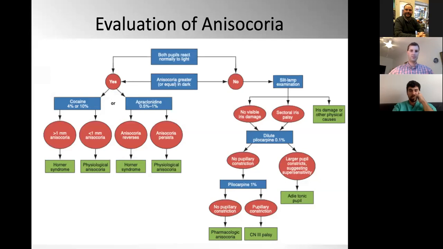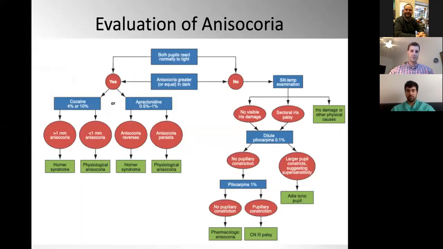So here's the flow chart that I hope to explain to you all today, and hopefully it will make sense by the end of the discussion. We've started from the top here. We've looked at the pupils, seeing if they're reacting normally to light. And then we also want to assess whether anisocoria is greater in the dark or not, and that'll put us on one side of the spectrum or the other. We'll come back to this later after we talk about a few more things.